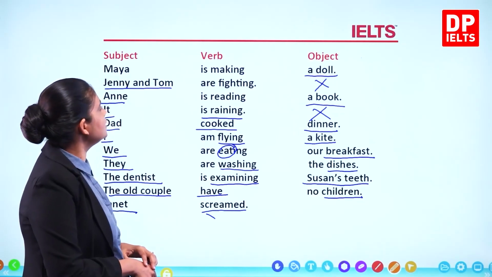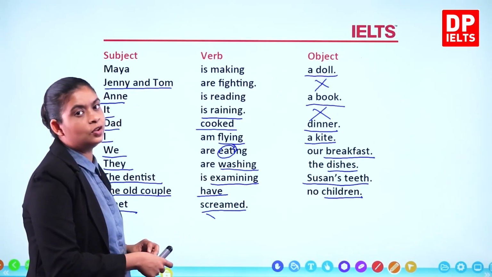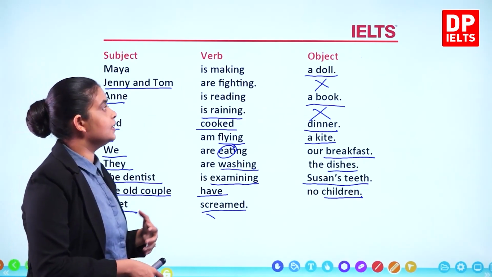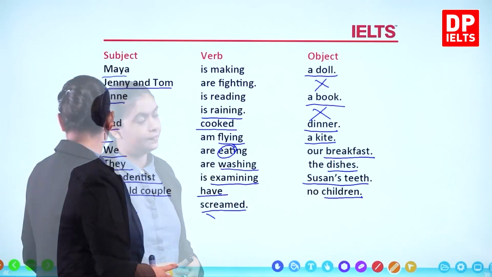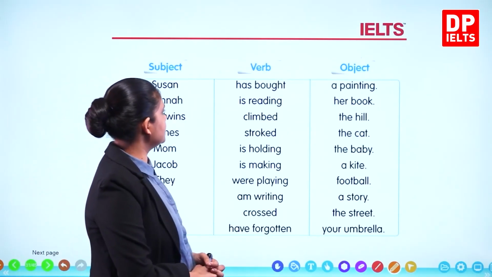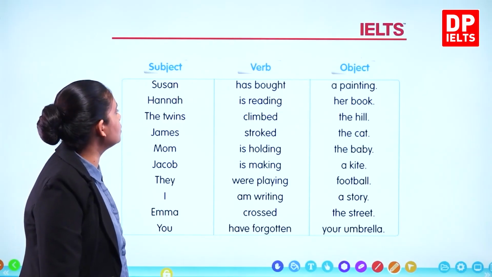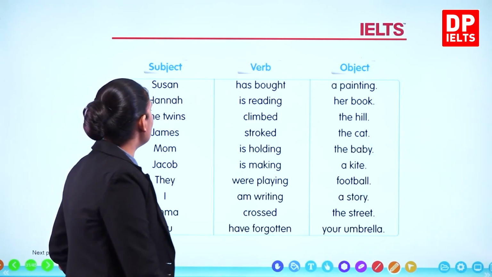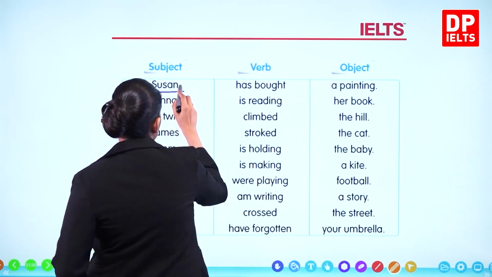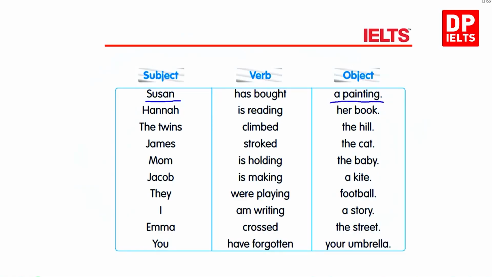So Maya is making a doll. Who is making a doll? Maya. What is she making? A doll. So that is the object. Okay, so more examples. Subject, verb, object. ஆல்ரைட், இன்னும் கொஞ்சம் எக்ஸாம்பிள்ஸ் கொண்டு வந்திருக்கிறேன். Susan has bought a painting. Who has bought a painting? Susan. What did she buy? A painting. What is the verb? Bought.